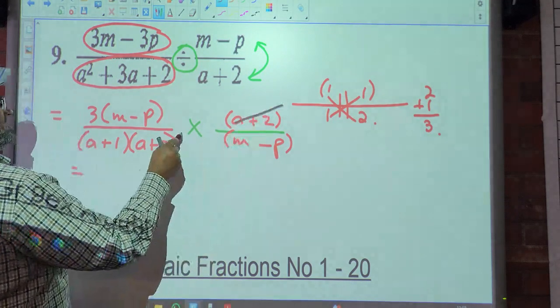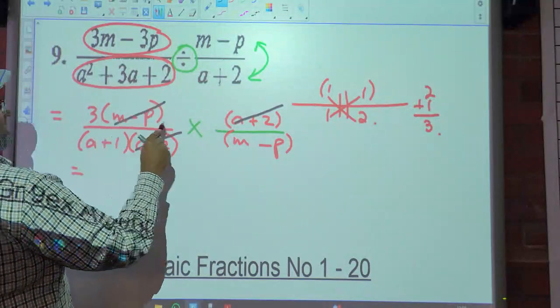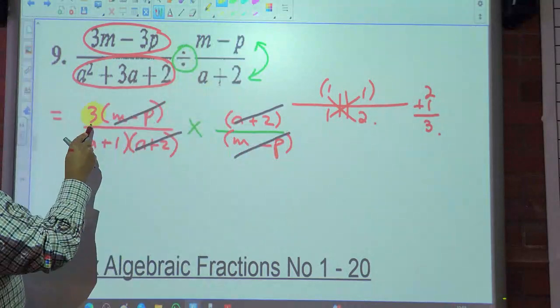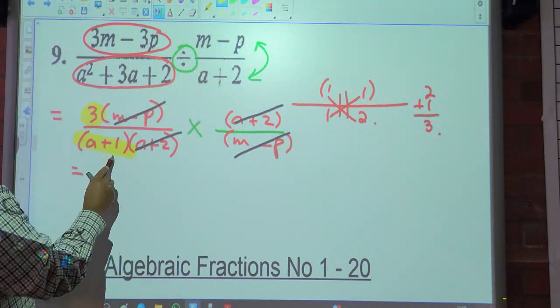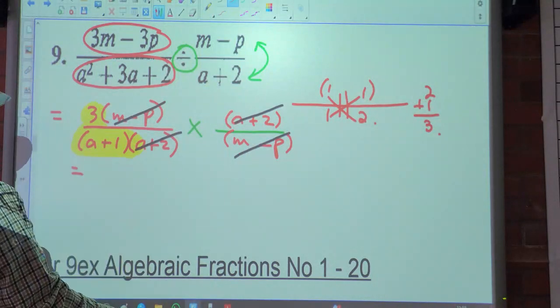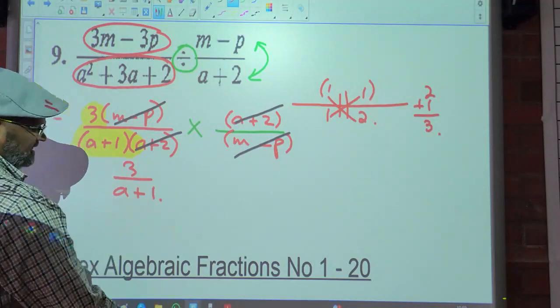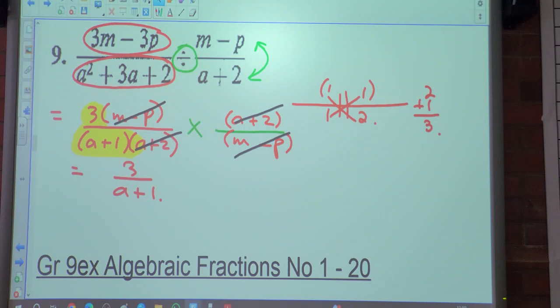Cancel. A plus 2 cancels a plus 2, m minus p cancels m minus p. So what are we left with? 3 over a plus 1. You see that, people? It's 3 over a plus 1. Is there any confusion at this point? Huh? No?